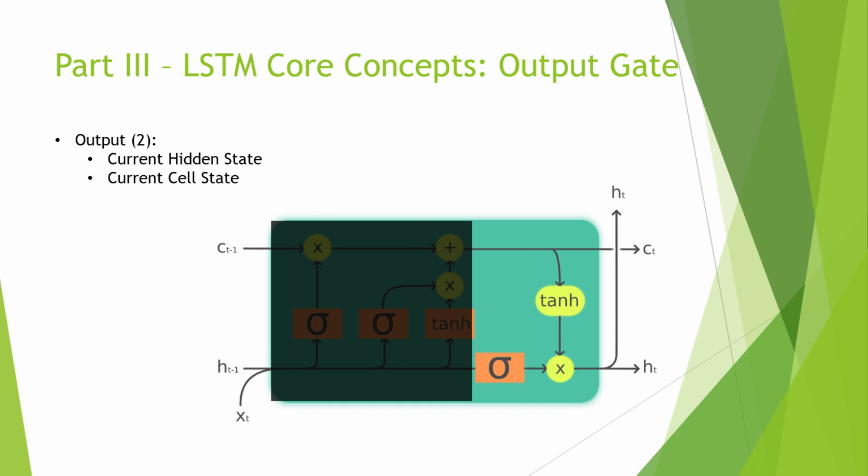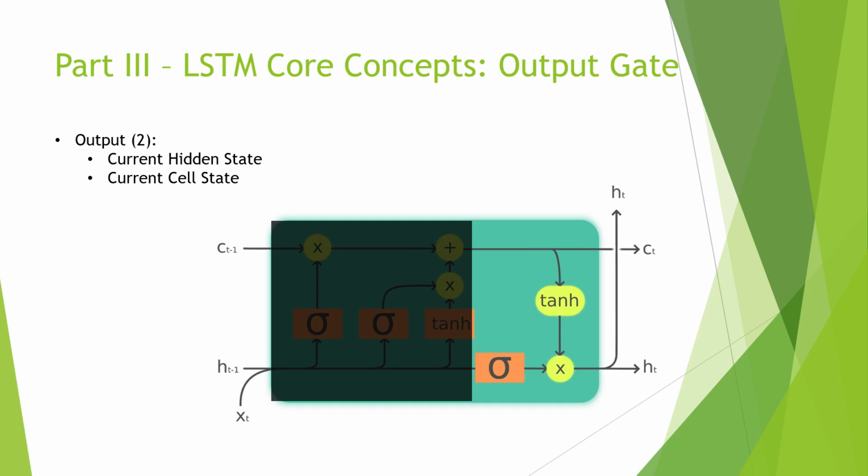The final LSTM gate is called the output gate. The main purpose of the output gate is to decide which information from the inputs as well as from the current cell state should be used for the current hidden state. As you may have guessed, the inputs for this gate are once again the previous hidden state and the current input. Those combined inputs are processed by a sigmoid function to produce an intermediate output, which is a vector of numbers between 0 and 1.